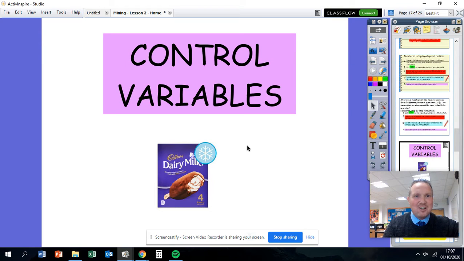Welcome to this online lesson, and it's a lesson about what we scientists call control variables. Now, I know we've already talked about what we call independent and dependent variables, but today I want to talk to you about another sort of variable in an experiment. So let's look at an example here.